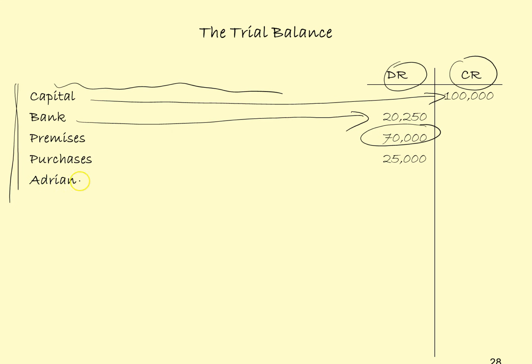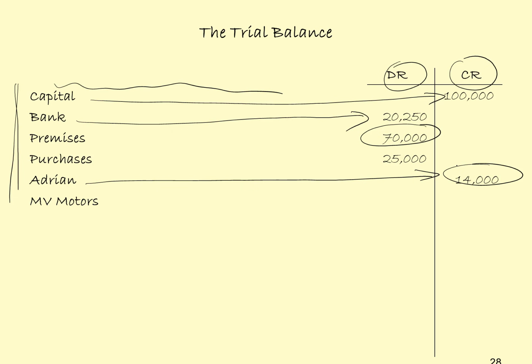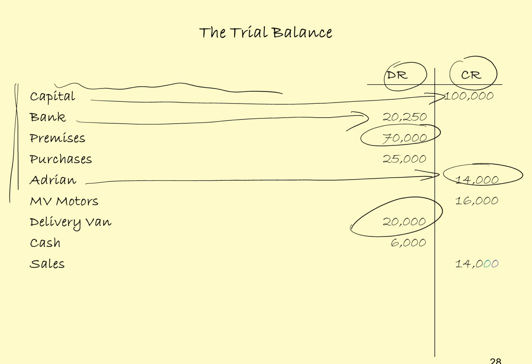Adrian, now Adrian's a creditor. So remember, this balance will have to be on the credit side. So put that over there, 14,000. And likewise, MV Motors are creditors. So put that on the credit side. The delivery van is an asset, so it will be on the debit side. Pop that in there. Cash is an asset on the debit side. Sales are always on the credit side, 14,000 over here. Bill is a debtor, so the balance will be on the debit side. Bill still owes 2,500. And office expenses, they are expenses. Expenses are always on the debit side, so they will be there.